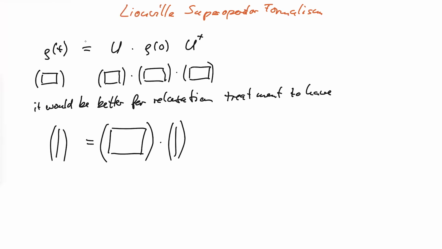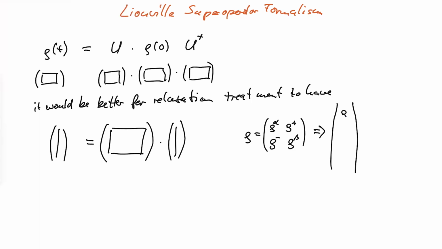And now, how can we do this? The idea of this Liouville superoperator formalism is very simple. You have your rho, which you can write down as the components rho alpha, rho beta, rho plus, and rho minus. And now you simply restructure everything. You write it in a vector: rho alpha, rho beta, rho plus, and rho minus. And that's it. That's all you do.